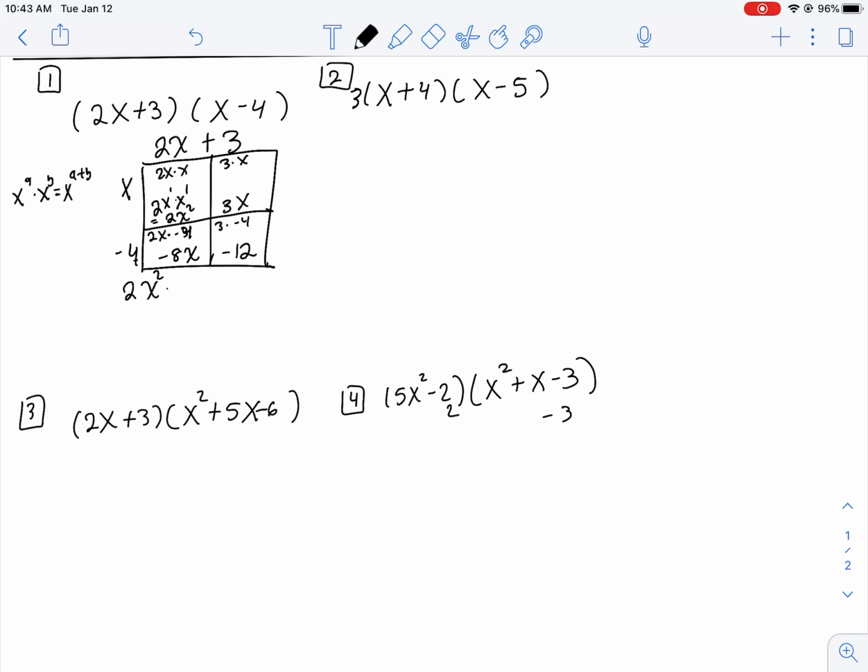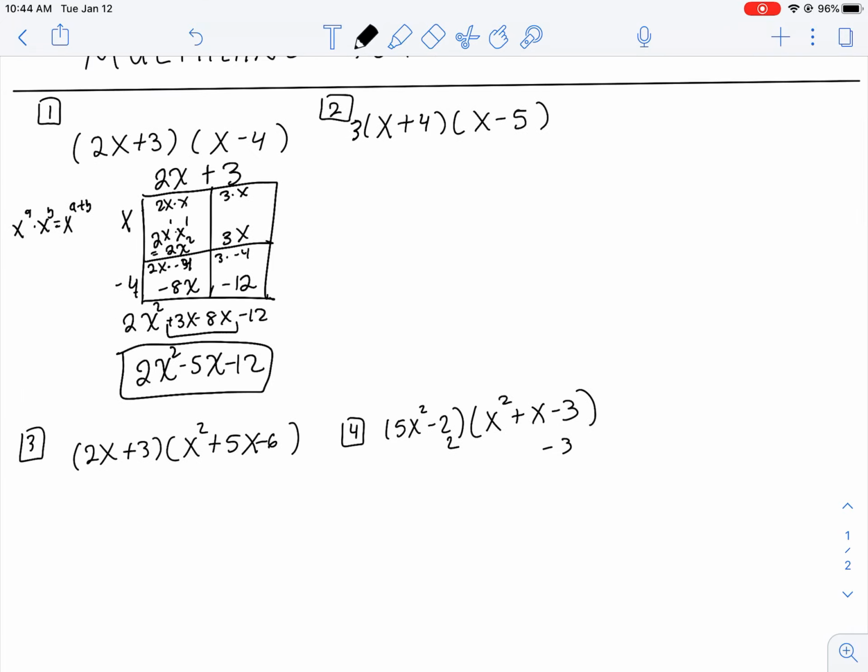Then what we're going to need to do now is add the like terms. So these are x to the first power, so we can add them by adding the numbers in front. So negative 8 plus 3 is negative 5x minus 12. And there's your answer.